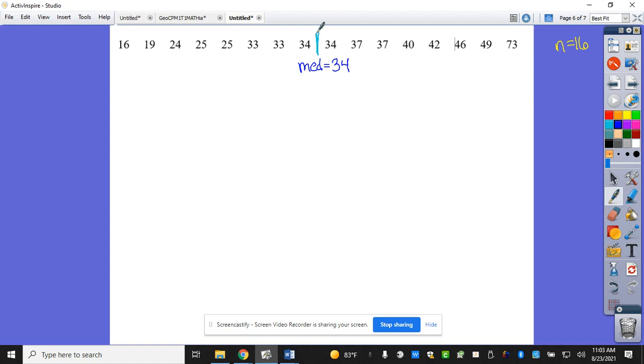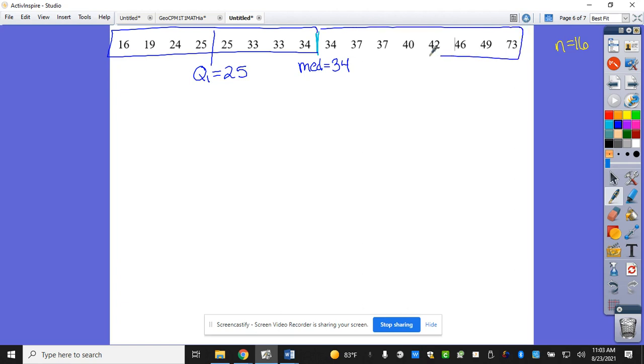So now how many numbers do I have in this front box? 8. 8 plus 1 is 9. 9 divided by 2 is? So what is our Q1? The math that you did here with the 8 plus 1 divided by 2, darn well better be the same math you do here, otherwise you did something wrong. If you have different numbers in different boxes, you've done it wrong. So we're still going to between 4 and 5. So now what is my Q3?